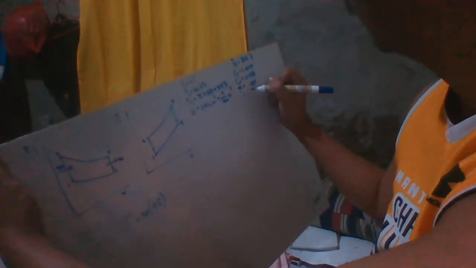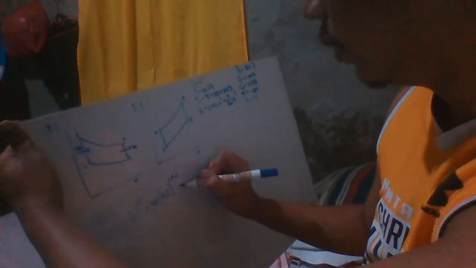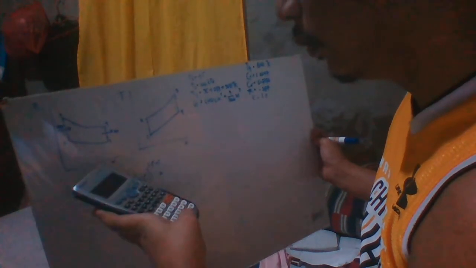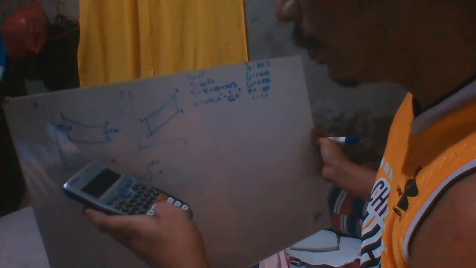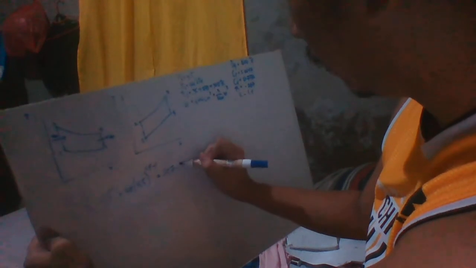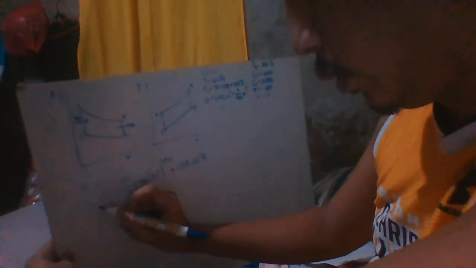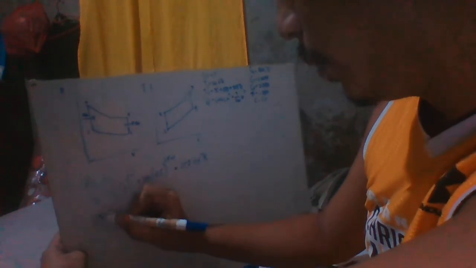So T2 is equal to 308 times 9.5, which is our compression ratio, raised to k minus 1, with k equal to 1.4. So 1.4 minus 1. As we solve this, 308 times 9.5 raised to 0.4, we will have an answer of 757.94 Kelvin. So we now have the temperature 2.